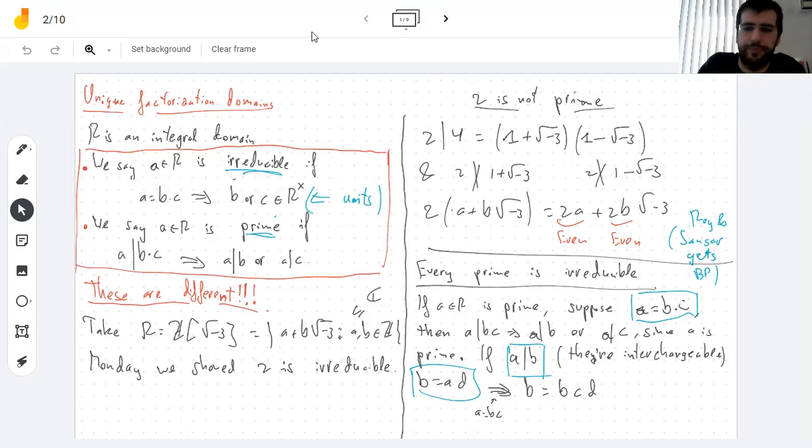So what does this mean now? I'm almost there. So then 1 is equal to CD, and you know that D is some element, since A divides B and B is AD. So then C has to be a unit. Well, D is not an integer. D is an element in the ring. But you're right, it's a unit, because you found the inverse.